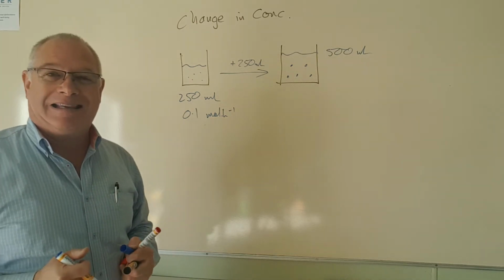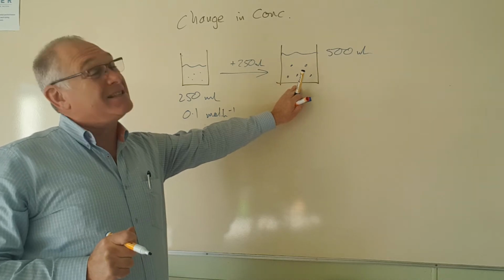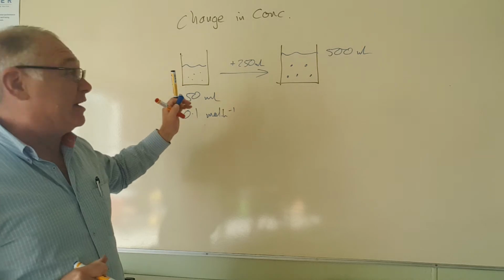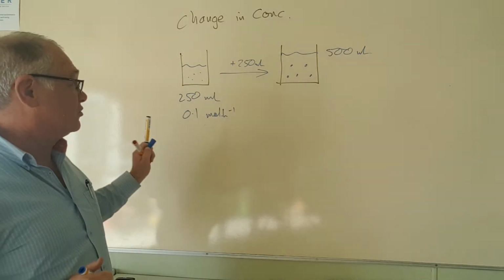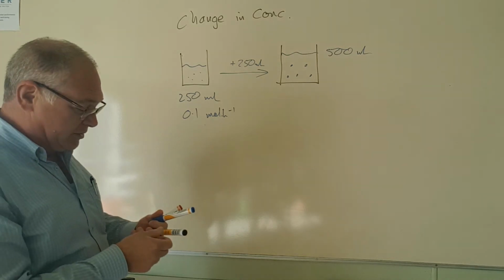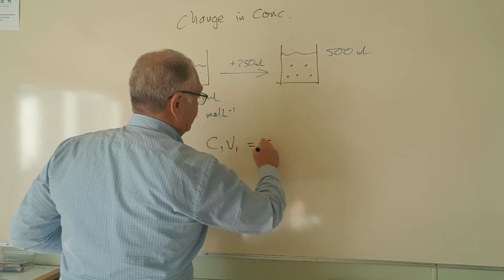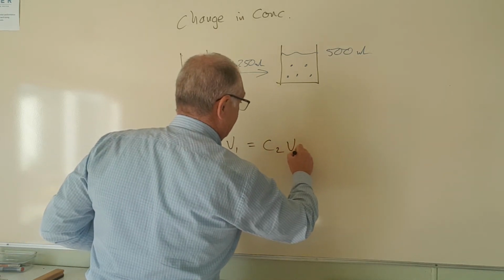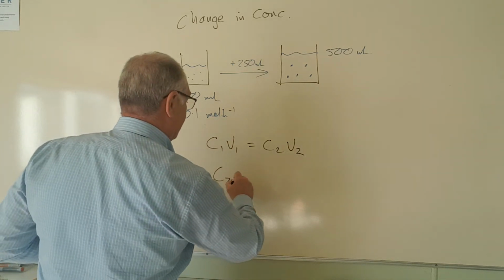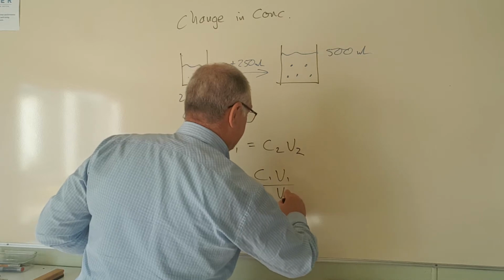Let's do a bit of an estimation, a guesstimate. I've roughly doubled my volume. I'm expecting that if I double my volume, I should halve the concentration. I should get about 50% of the concentration. Let's see how this formula works. So C1V1 is equal to C2V2. What I'm trying to find is C2. So C2 is C1V1 over V2.